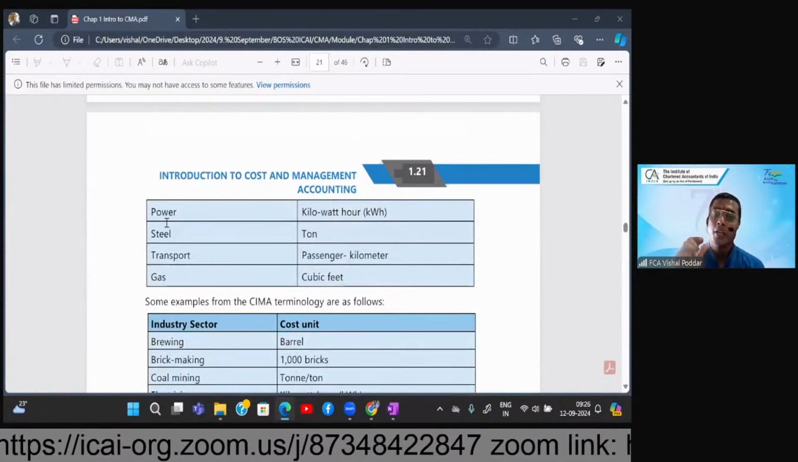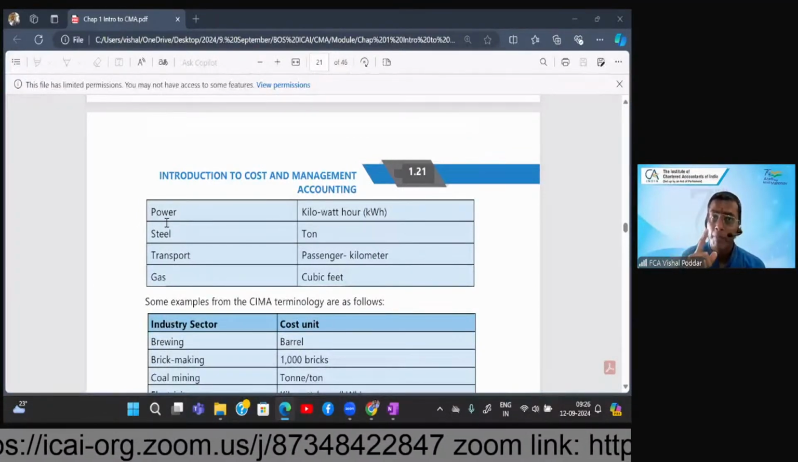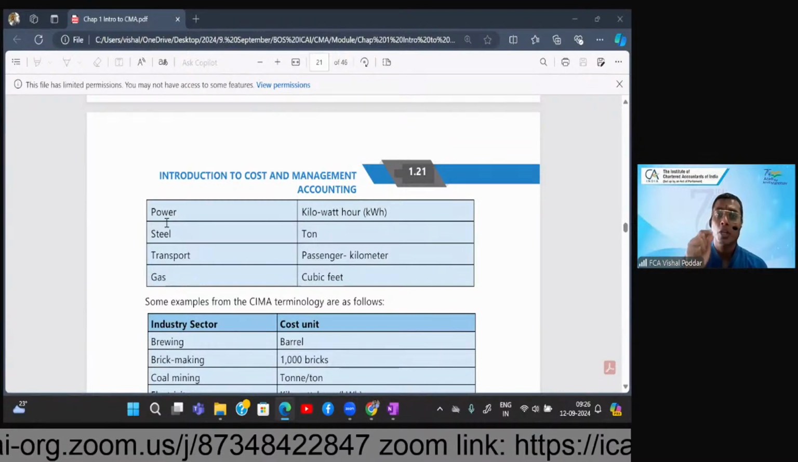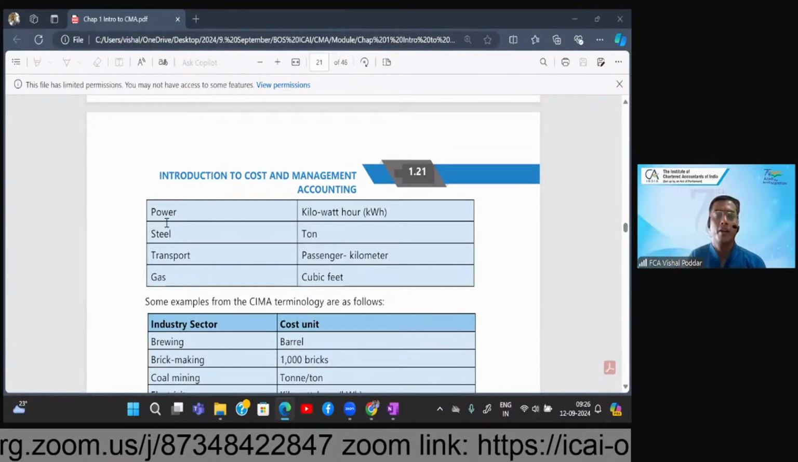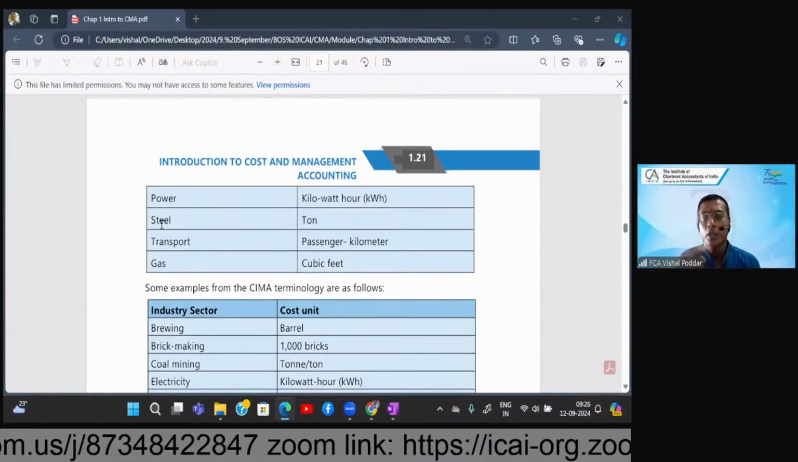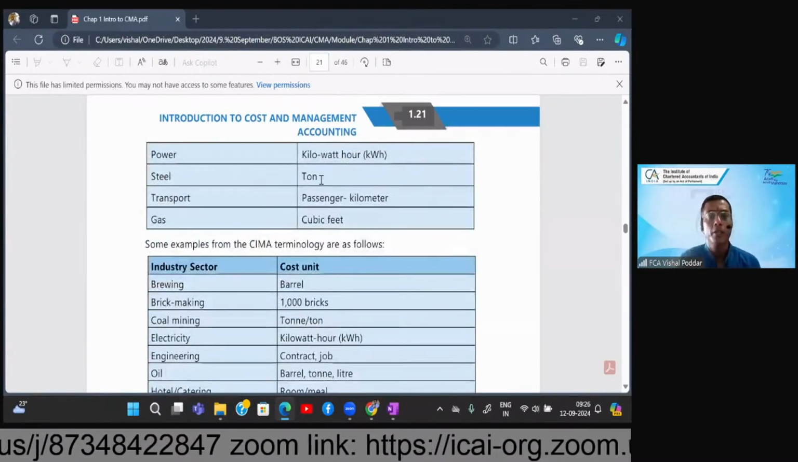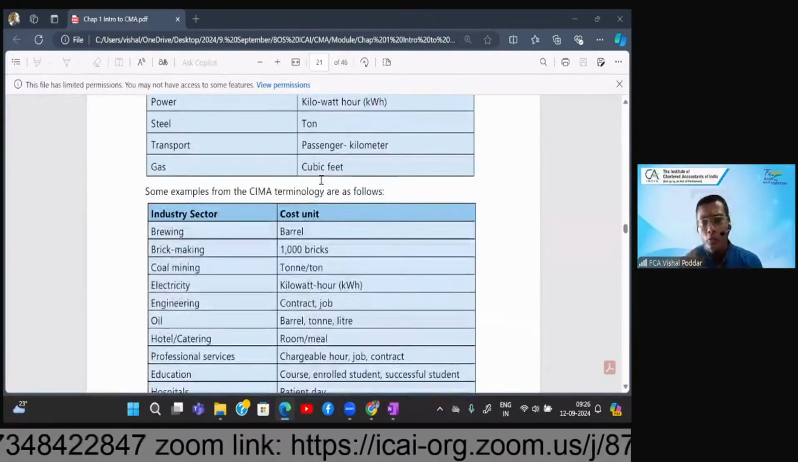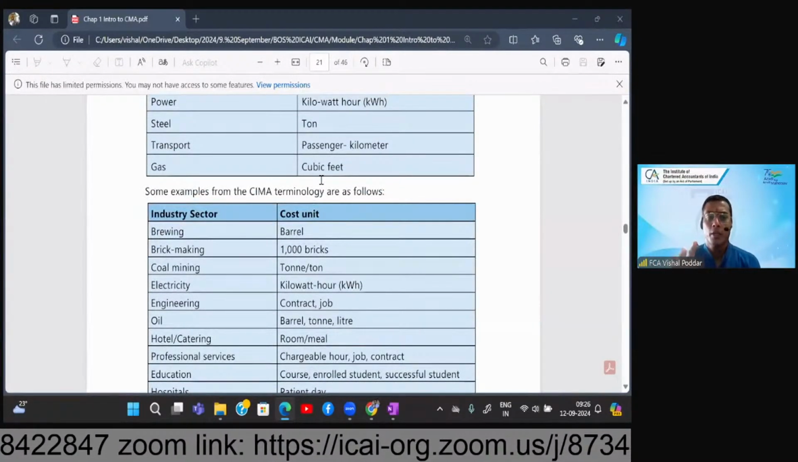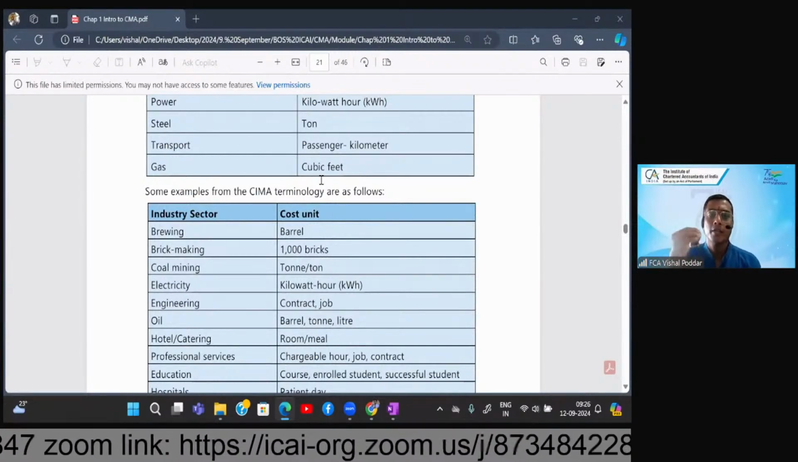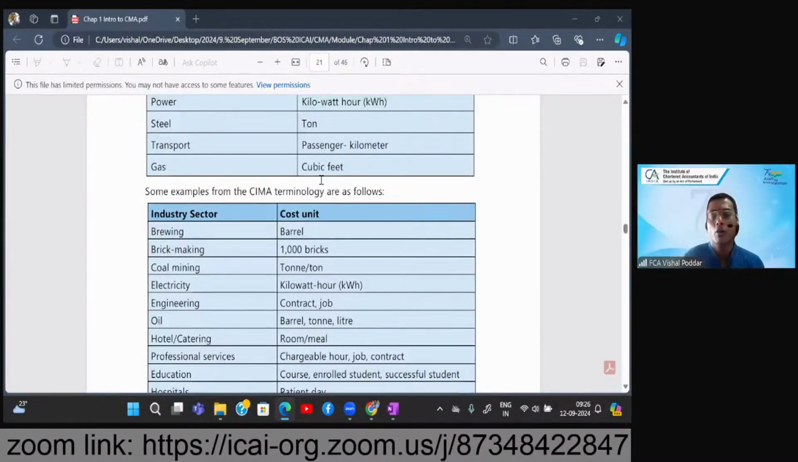Power, we always measure it in kilowatts. So always the price which you get in your electricity bill, the price is 2 or 3 rupees per unit of electricity. So that unit is the kilowatt hour. Then in steel, generally it is per ton. Transport, it is generally per passenger or per kilometer or per passenger kilometer. So depending upon business, depending upon the product, the cost unit, that is the unit for which you need to express the cost, will change.